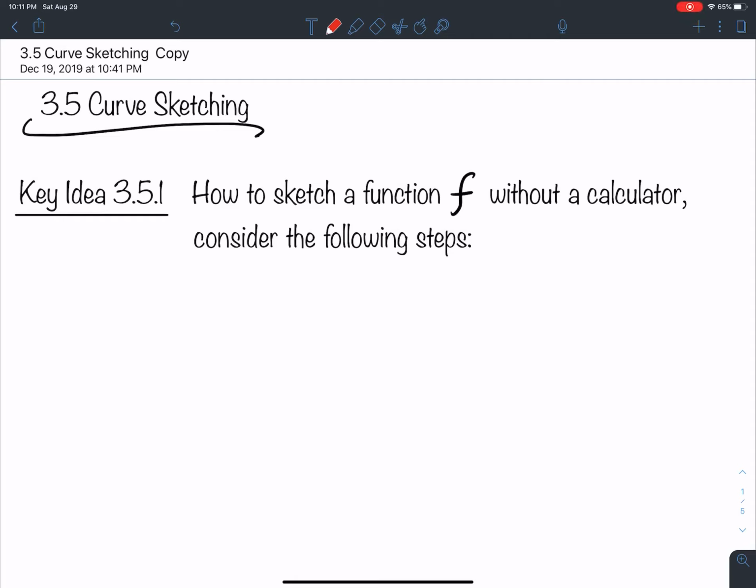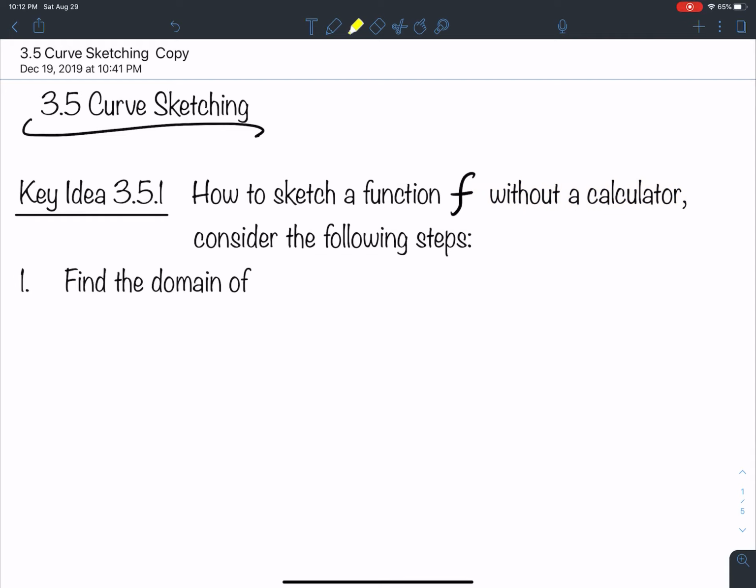So here we're going to go over a 30,000 foot view of curve sketching. And so we've got the key ideas here. Whenever you're asked to graph this using the key ideas, this is what I'm talking about. So how to sketch a function without a calculator, consider the following steps.